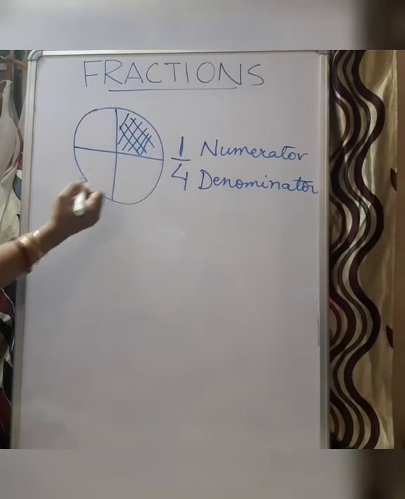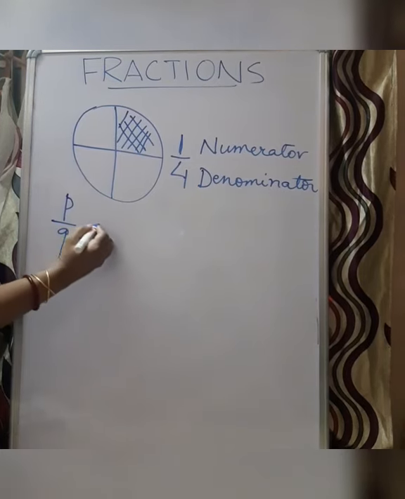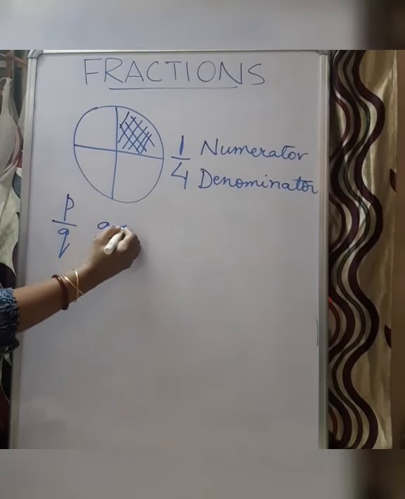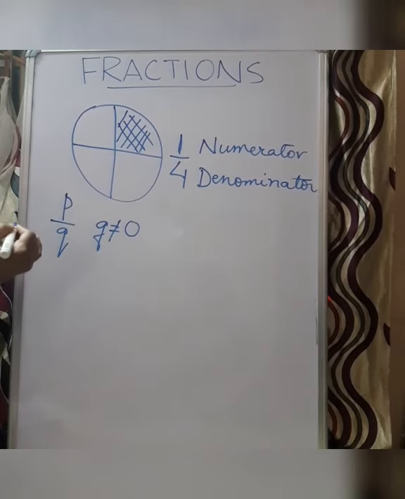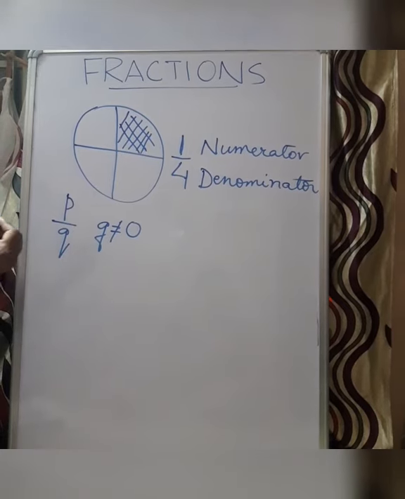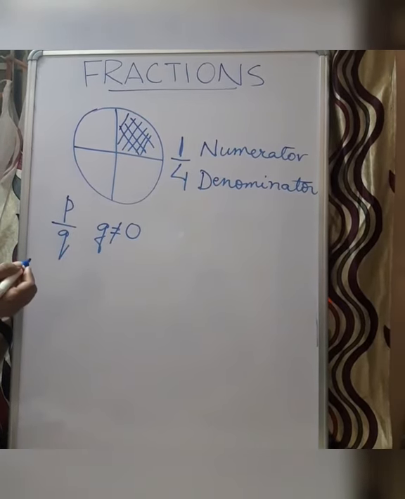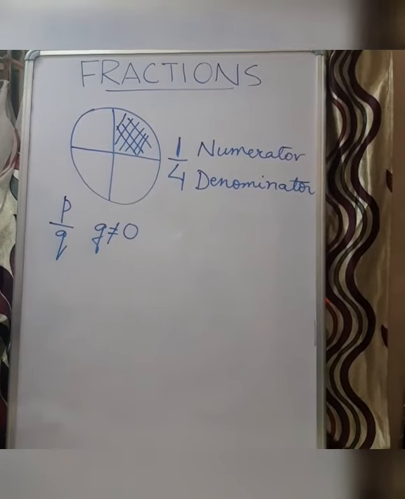Now any fraction can be written in the form of p by q, where q is not equal to 0. Because in the previous video I already told you, when we are dividing something by 0, it is not defined or it is infinite, and we cannot divide anything by 0. The answer is not certain.